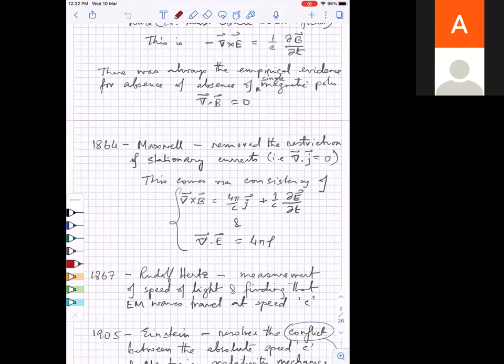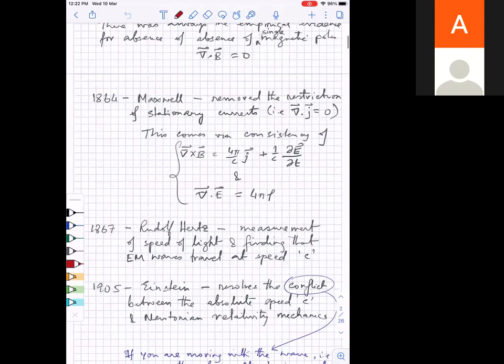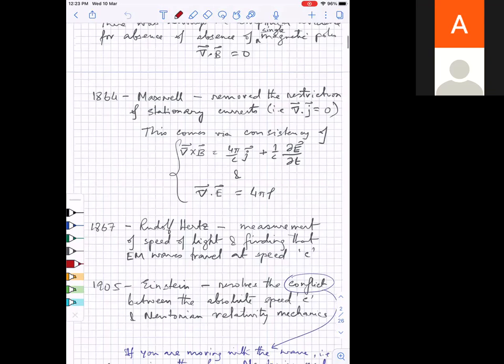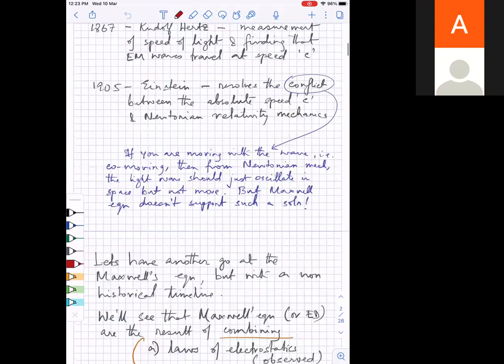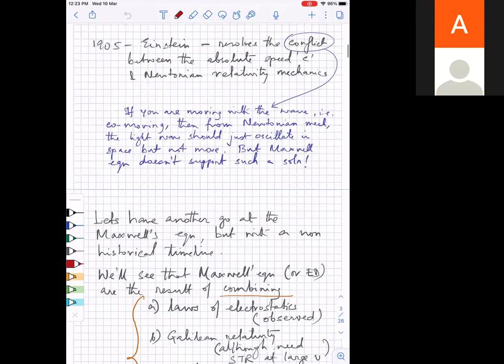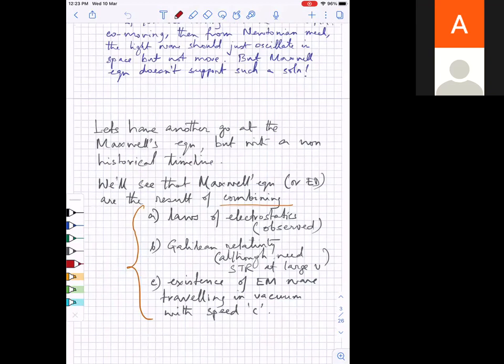So given that this is the timeline, in some sense, the way things went ahead to get our Maxwell's equations, let us follow this timeline and try to derive the Maxwell's equations from what we knew experimentally. Okay. So this is what I'm going to do. I'm going to have another go at Maxwell's equations, but with a little bit of help from the historical timeline.